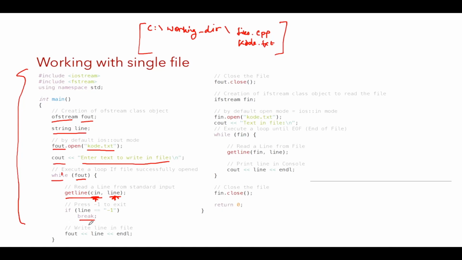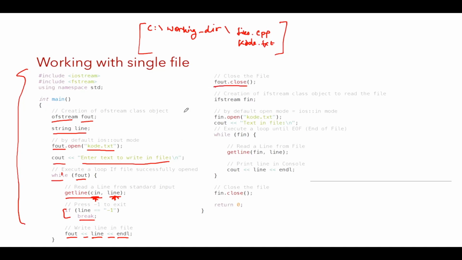with the help of this break statement. And in case this condition is false, we are just going to write fout extraction operator line extraction operator endl. So whatever input that we are getting from our standard input device will be inserted into your file. Okay, so this is what is happening here. And once this loop ends, we are writing fclose, so this file will be closed after that.